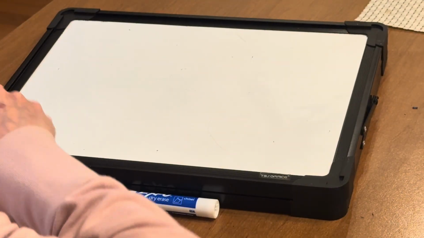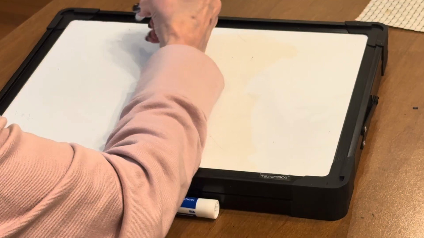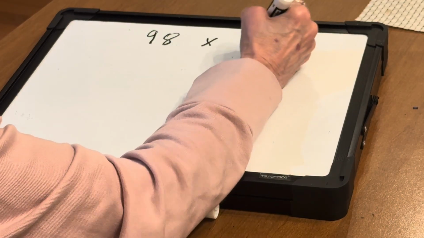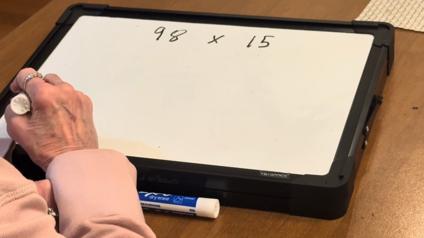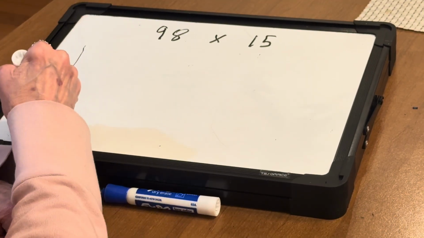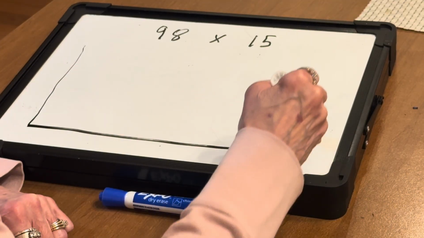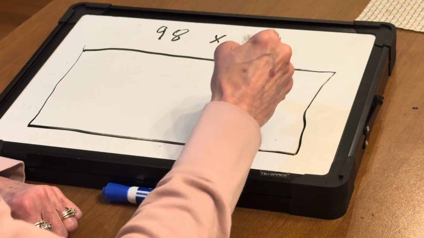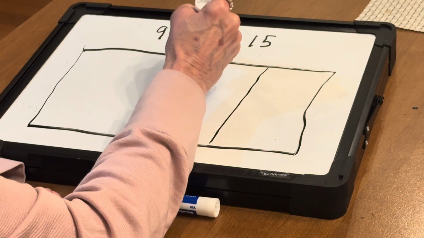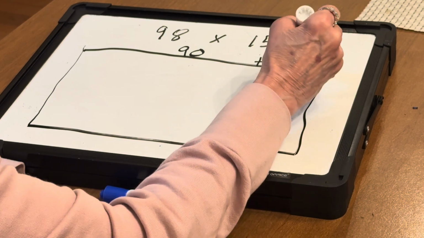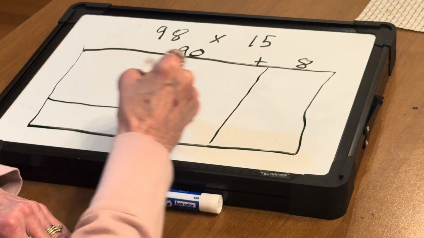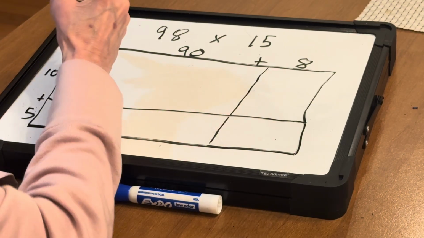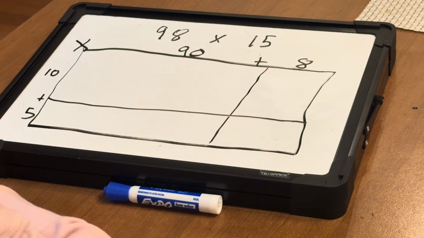Like I said, once you've done this a few times, it's really pretty easy. Okay, so let's say we have 98 times 15. All right, so what am I going to do first? Everybody try it. First, you're going to draw a rectangle, right? Okay, and then I'm going to have 90 plus 8. And here I'm going to have 10 plus 5. Multiplication sign right there to let me know what I'm doing.